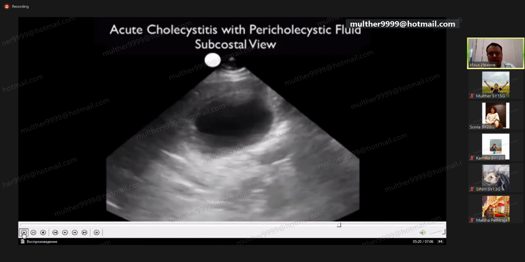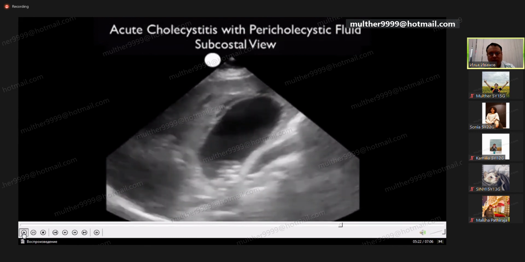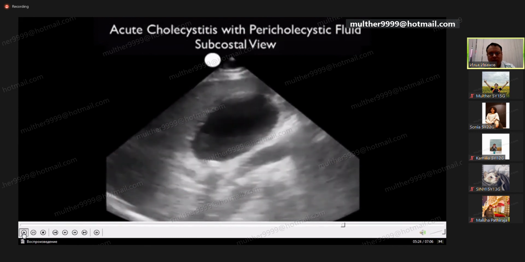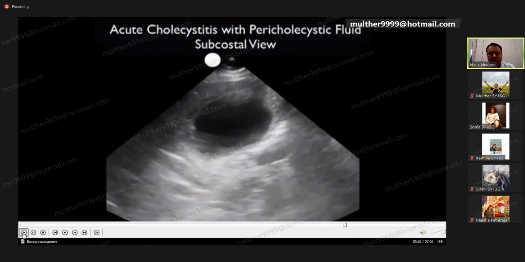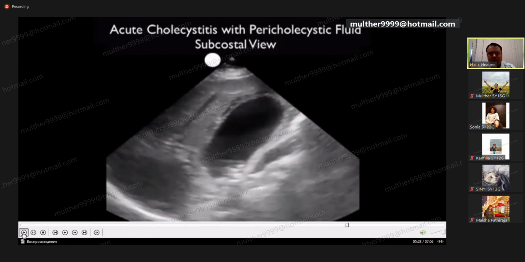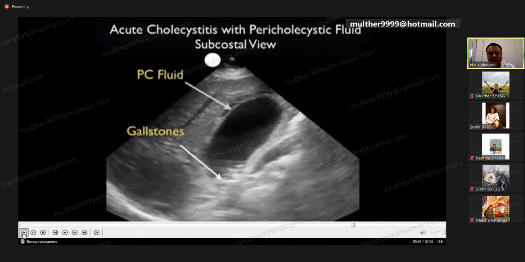We see again the multiple concretion of gallstones within the gallbladder neck as seen inferiorly towards the image here. Notice the shadowing off the back of the gallbladder, and we can see here the large stripe of pericholecystic fluid that is shown by that dark area of fluid that wraps around the anterior wall of the gallbladder. So, acute cholecystitis on bedside sonography.